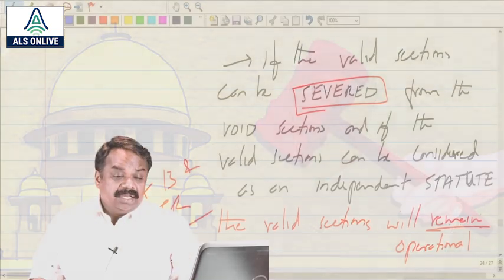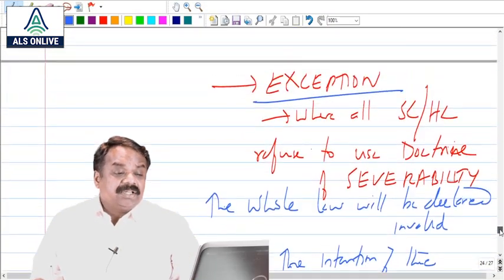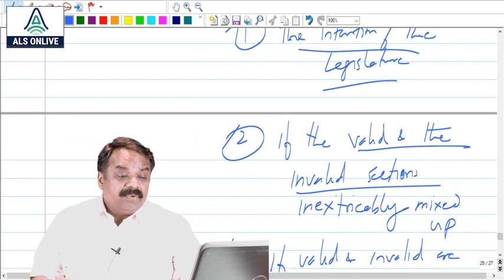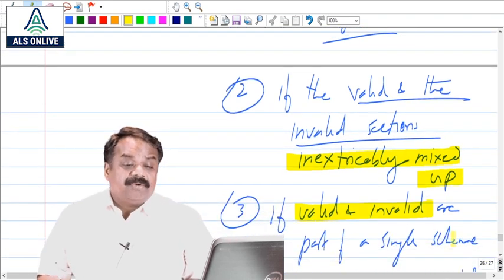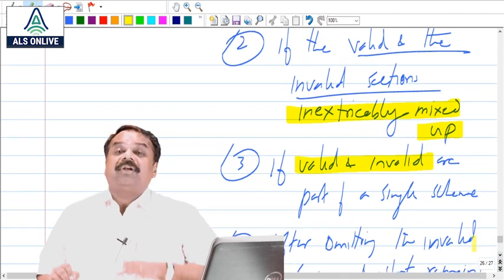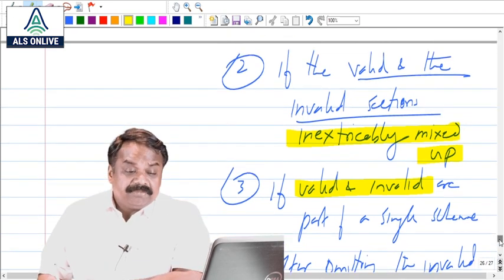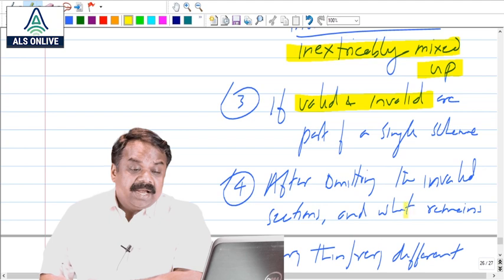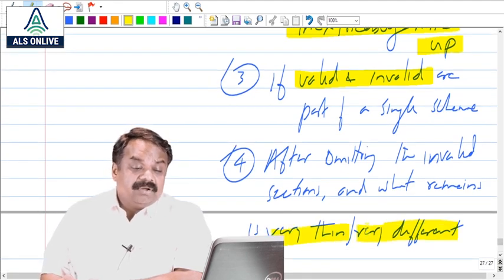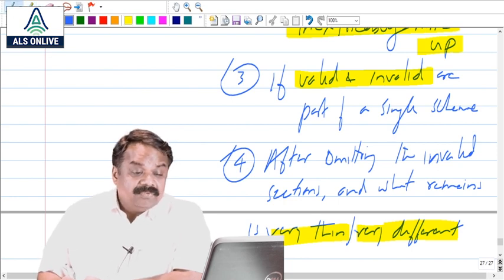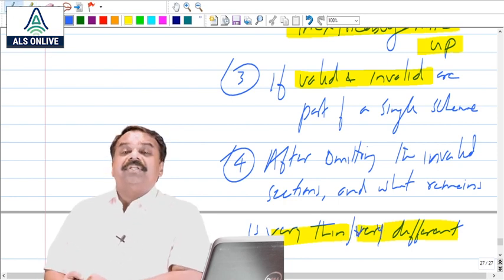And I also said where this doctrine of severability will not be applied. That is in exceptional cases where the intention of the lawmaker is also looked into. If the valid and invalid sections are inextricably mixed up, then we will not use the doctrine of severability. If valid and invalid form a single scheme, we will not use it. If after omitting the invalid section what remains is very thin or very different, then again we may not use the doctrine of severability.